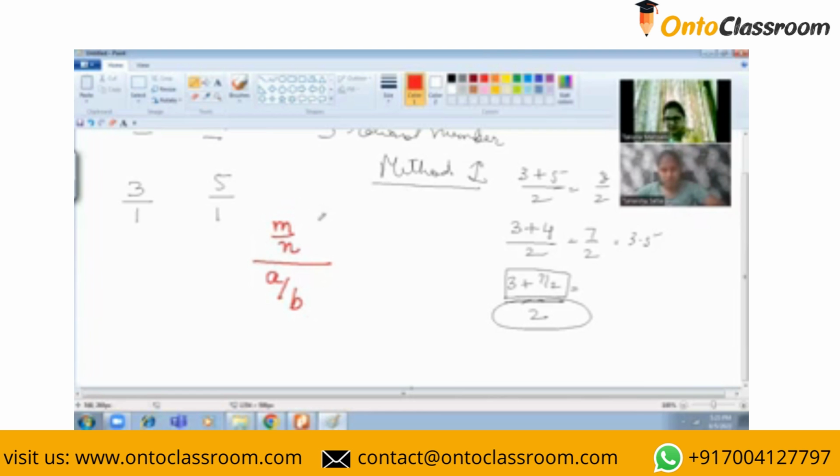The simple trick is that both the numerators, m and a, should not be touched. Leave them as they are. Write m where it is, and a where it is. The denominator on the top side, bring it to the bottom, and the denominator on the bottom side, bring it to the top. So n goes down along with a, and b goes up along with m. You can solve it.